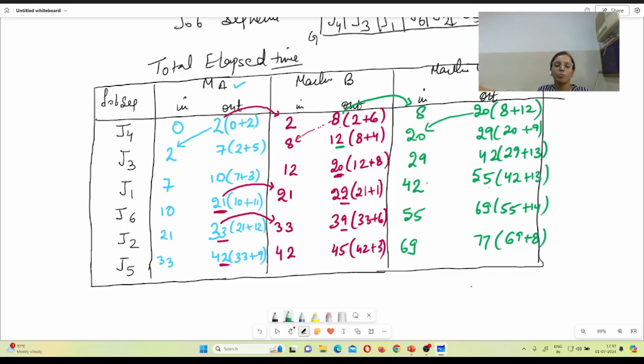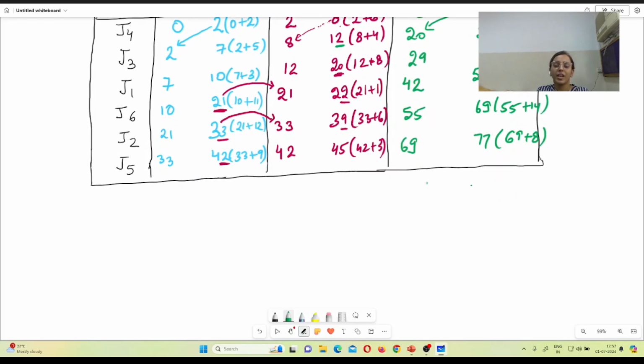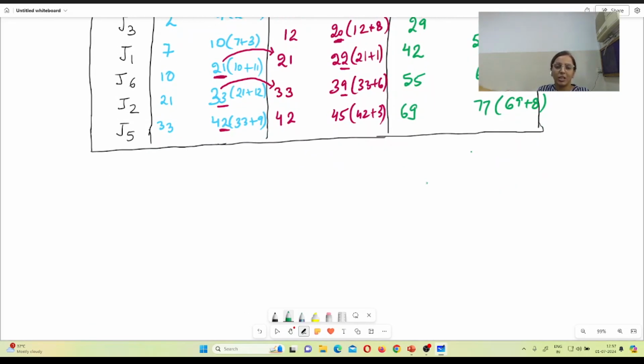This is the most important step. So what we find over here is the total elapsed time. So write it over here, total elapsed time is equal to 77 minutes in this question. 77 minutes is your elapsed time.